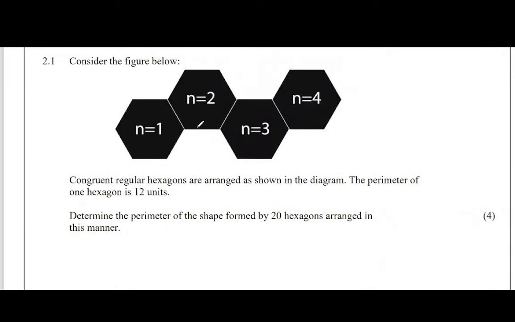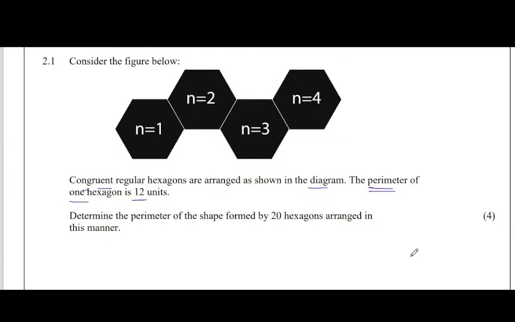Okay, have some drawings. They're telling us congruent regular hexagons. So congruent simply means these hexagons are the same, they are equal to each other, are arranged as shown in the diagram. The perimeter of one hexagon is 12 units. So we know that perimeter is the total distance around any given shape or object.